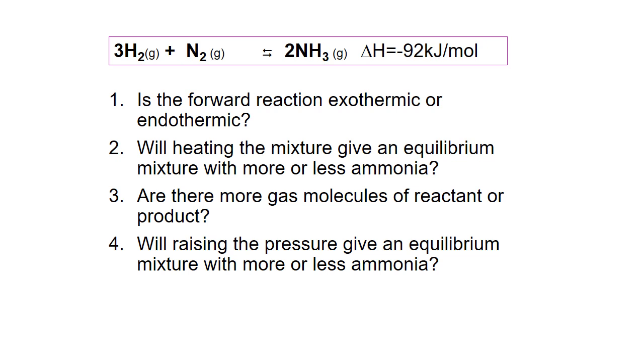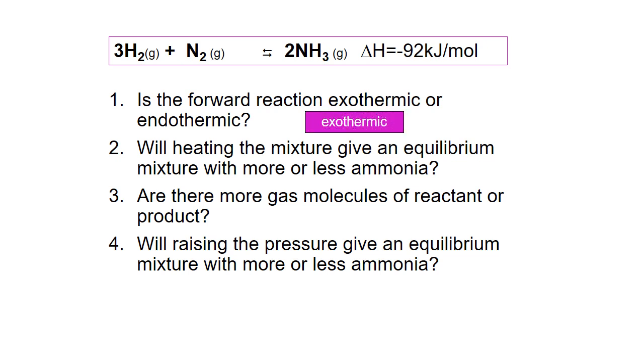So let's have a think about the information given in this symbol equation above, and it's given us a little bit of information about the delta H, the entropy. So is the forward reaction exothermic or endothermic? Will heat in the mixture give an equilibrium mixture with more or less ammonia? Are there more gas molecules of reactants or products? And will raising the pressure give an equilibrium mixture with more or less ammonia? Pause the video, have a go at those.